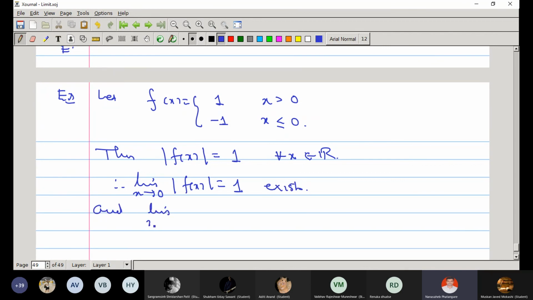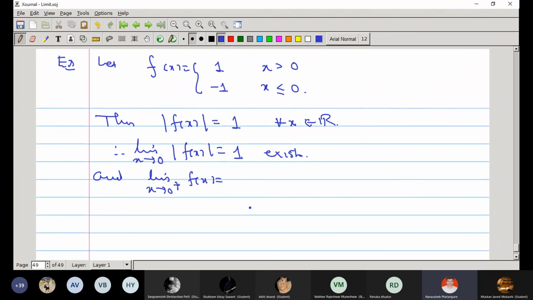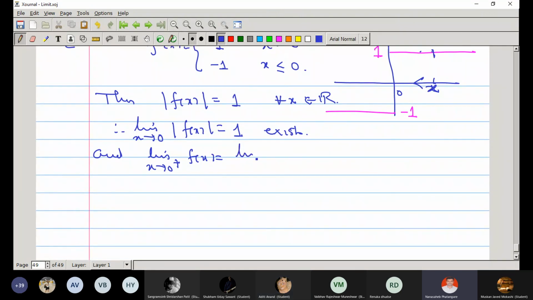And what is the limit as x tends to 0 from the right of f(x), if you approach from the right side? Now sketch the graph of this function. How will you sketch it? For x positive it is constant 1. For x negative it is constant minus 1. This is the graph of f. If we approach from the right side, that means x approaches 0 from the right side. So x is here at present and it is approaching 0. If x is here, where is f(x)? f(x) is 1. So when we approach from the right side, it is 1. And what is the limit? 1.